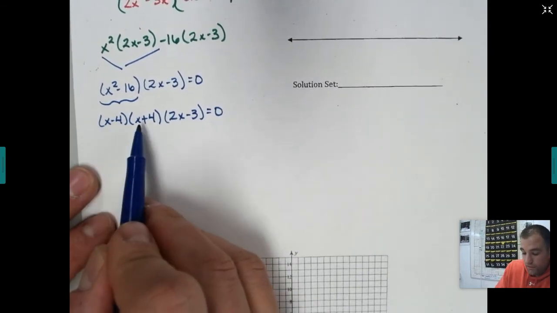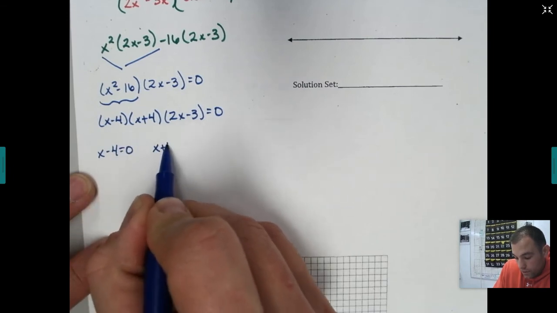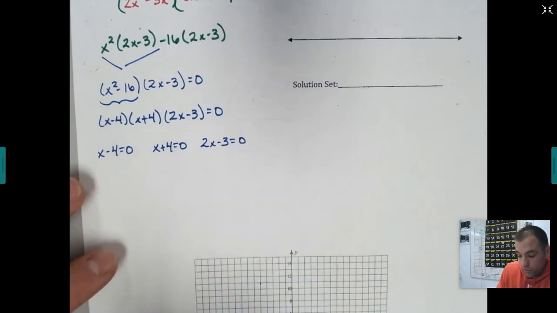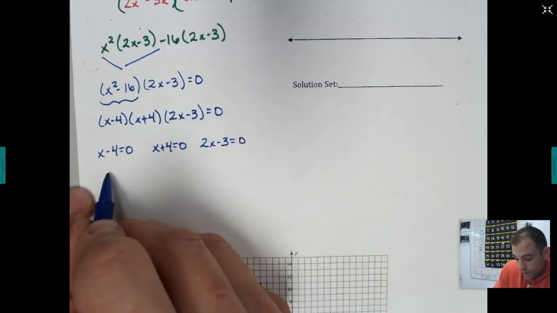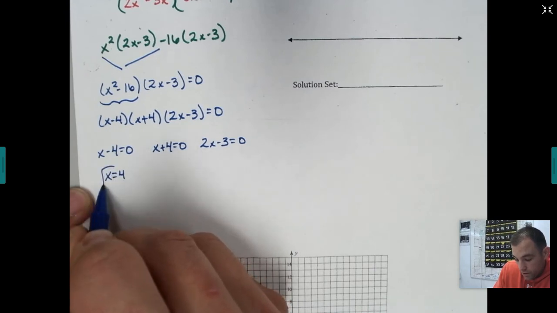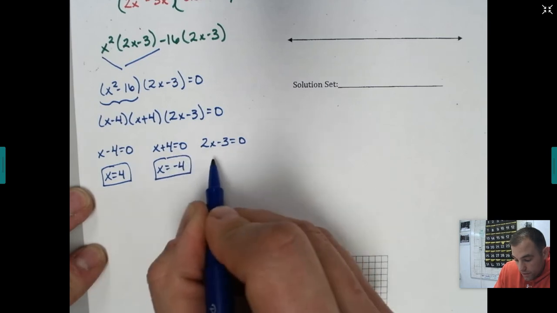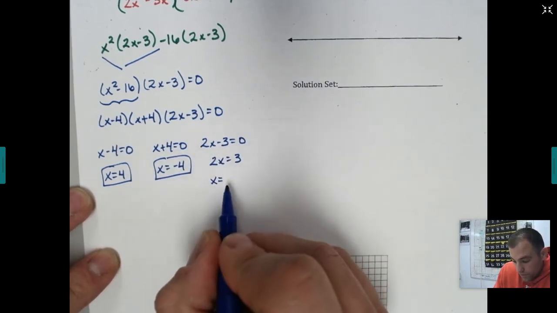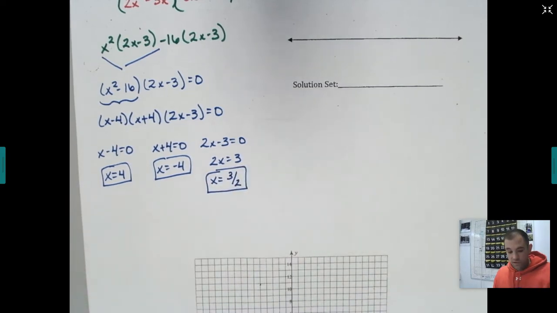Now I take each one of those and set them equal to 0, because these are going to give me my critical numbers. All right? So x equals 4 is one answer. x equals negative 4 is another answer. Then I would add 3, divide by 2. 3 halves again. It's not always going to be 3 halves. Don't think that part of it.